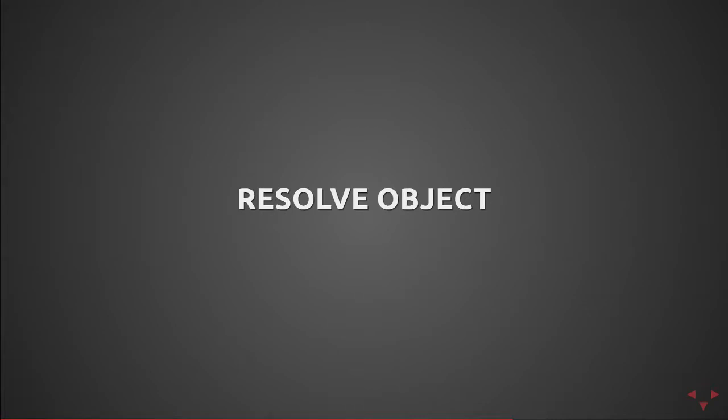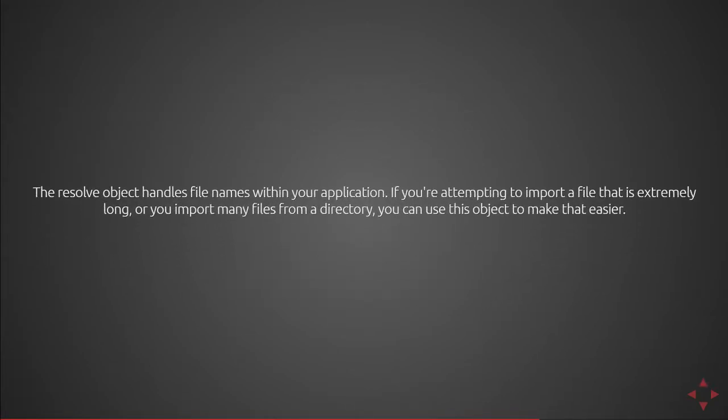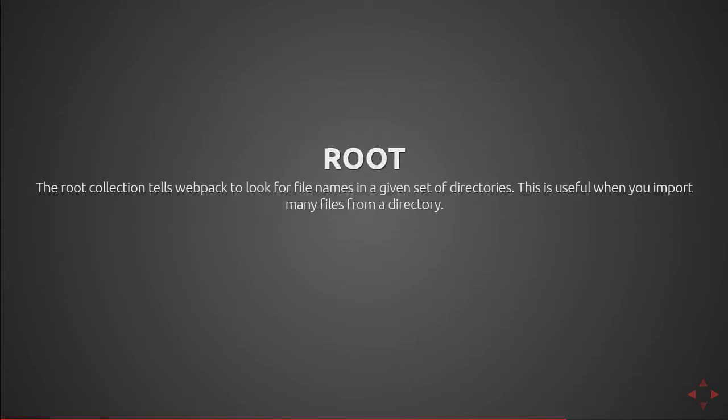Next, we're going to talk about the resolve object. The resolve object handles file names within your application. If you're attempting to import a file that is extremely long, or you import many files from a directory, you can use this object to make that a little easier. The root property is a collection that tells Webpack to look for file names in a given set of directories. This is useful when you import many files from a given directory. For example, I'm resolving the source directory as well as the node modules directory for my application.